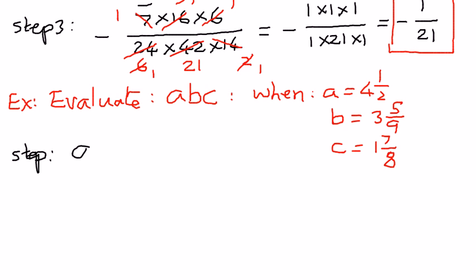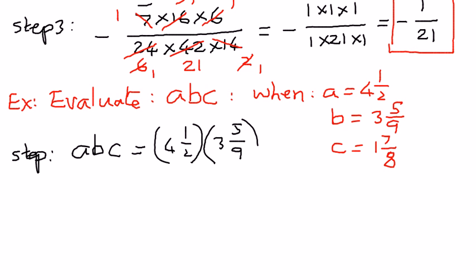What we have here is A times B times C. Let us substitute the values of these variables into this given expression. For A, we're going to substitute 4 and 1/2. For B, we're going to substitute 5 over 9, like that. And then for C, we're going to substitute 1, 7 over 8, like that. Now, this is step number 1.